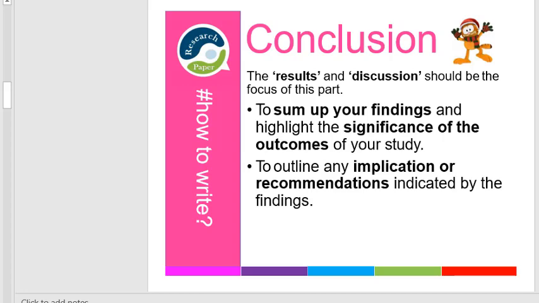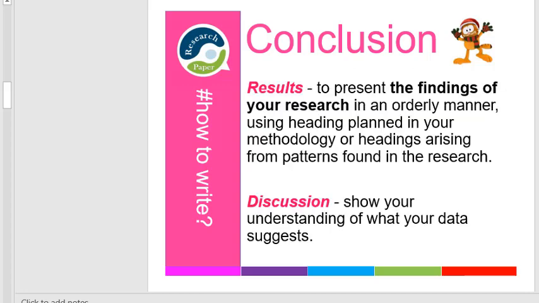Now the next part of the research paper is the conclusion. As the name indicates, the results and discussions should be the focus of this part. In the conclusion, present some of your findings, significance, outcomes of your studies, implications or recommendations. Indicate why the findings in your research matter, and give a recommendation for the next person who wants to research the topic. You should give a recommendation at the end in the conclusion part of your research paper.